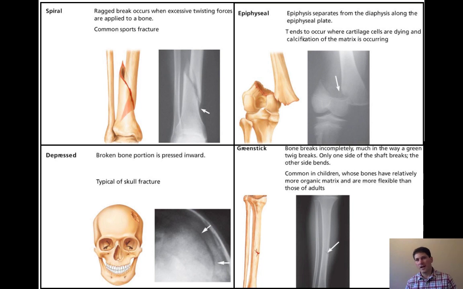And then a green stick fracture gets its name from green sticks. Literally, when you try to break a green stick, it usually just kind of breaks incompletely and breaks on one side, but not all the way through, whereas a dead stick, you snap it and it breaks right in half. So the bone breaks incompletely, and we generally only see one side of that shaft breaking. This is really common in children because they have a little bit more organic matrix, and so they're more flexible, and their bones are a little bit more rubbery, if you will, and so we tend to see more green stick fractures there.